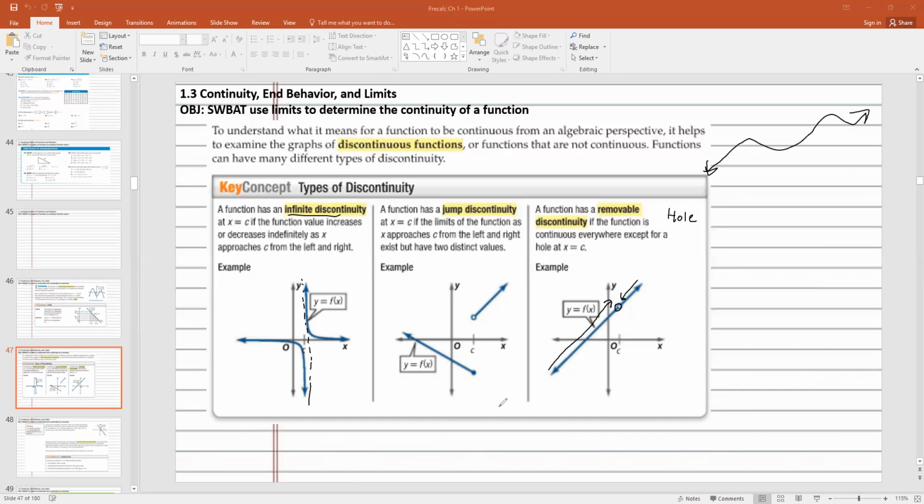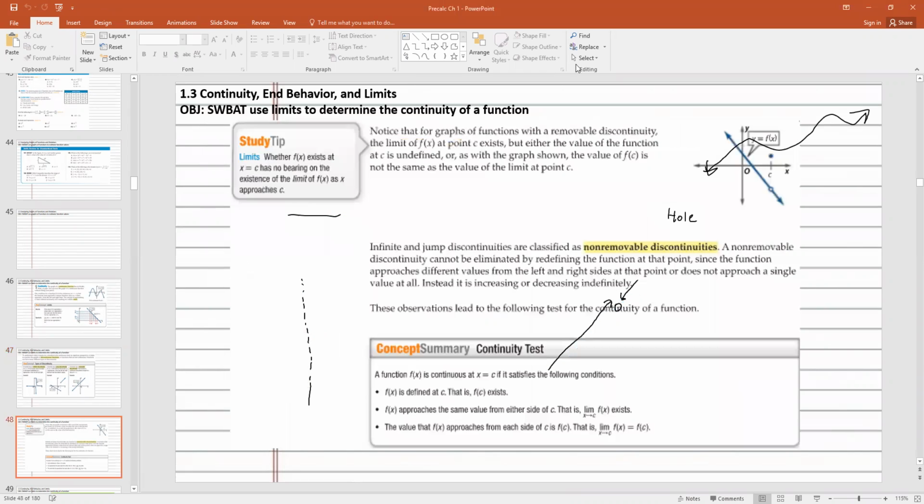Oh, and we'll talk about the limits. Let's take a picture of that first. Picture time. Oops. Picture time.